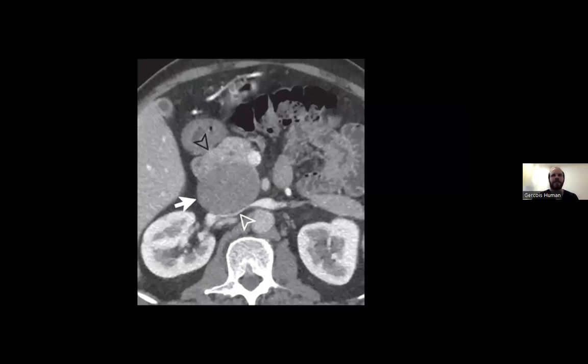This is a 41-year-old man with a Schwannoma. It is well circumscribed and homogeneous in imaging characteristics, and it displaces the duodenum and the pancreas anteriorly from the IVC and right renal vein, as indicated by this white arrow.